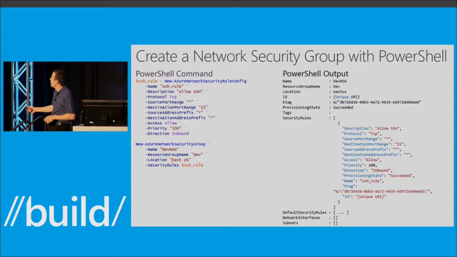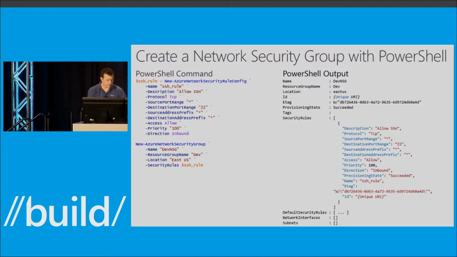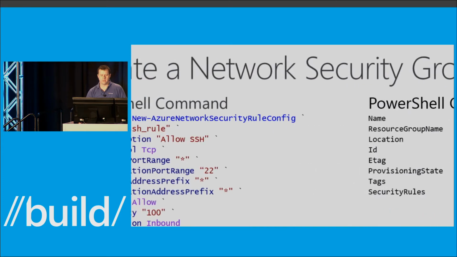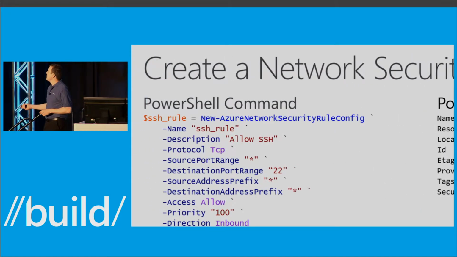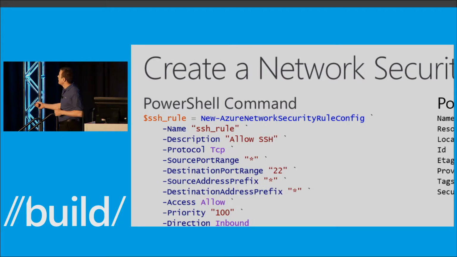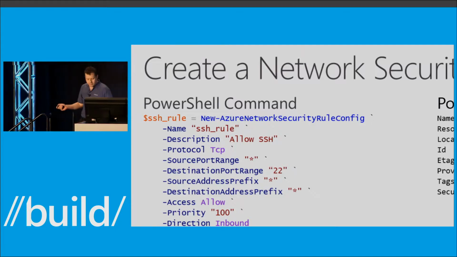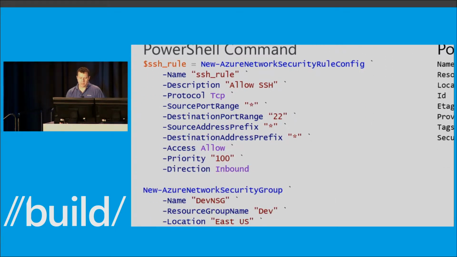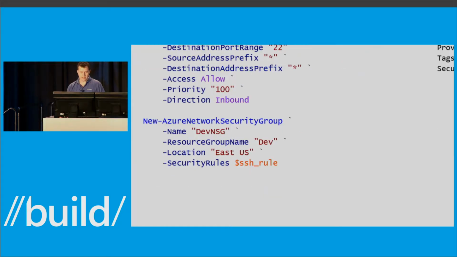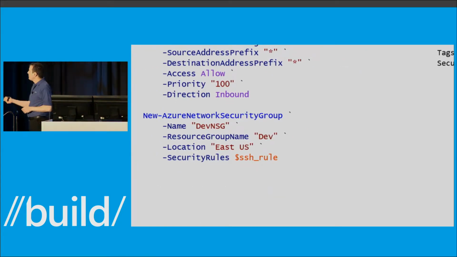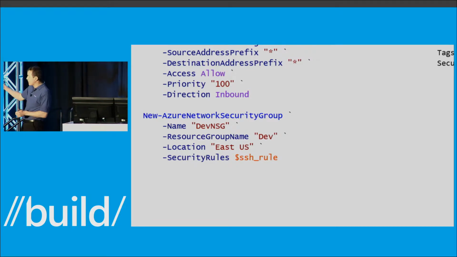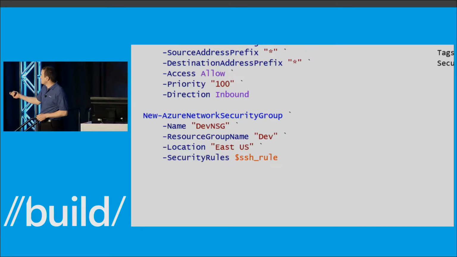So over on this side, let me zoom in. Okay, over on this side, we have the PowerShell command. Great. New-AzureNetworkSecurityRuleConfig. Cool. We have all the same parameters we have down there. And we're just creating an object in memory here. It's not actually persisting anything to the server yet. And then underneath, we have New-AzureNetworkSecurityGroup. Give it a name. Specify the resource group name we want to create it in, the location, and then pass in this object as a parameter to say, I want this security group to have these rules.